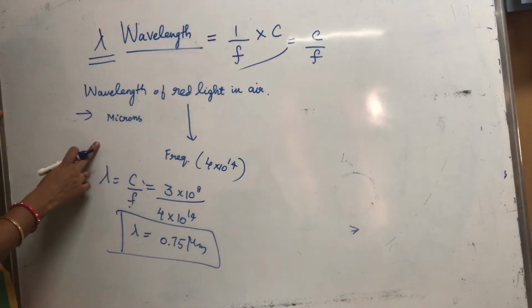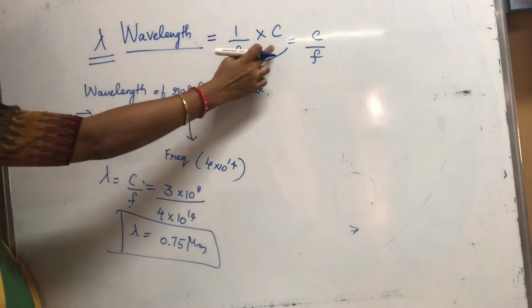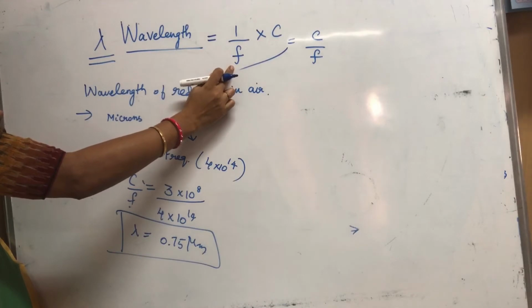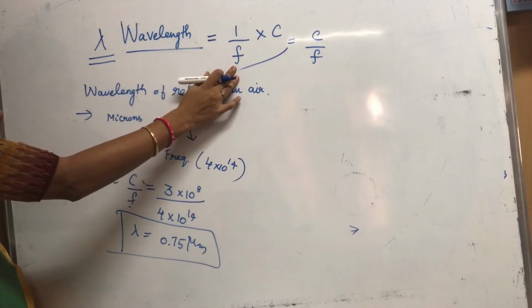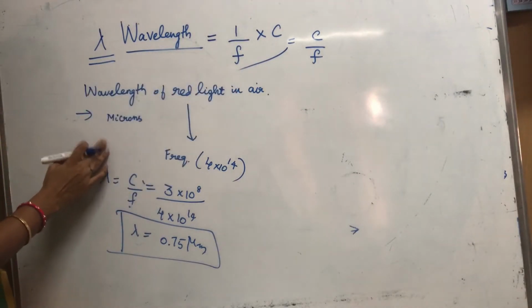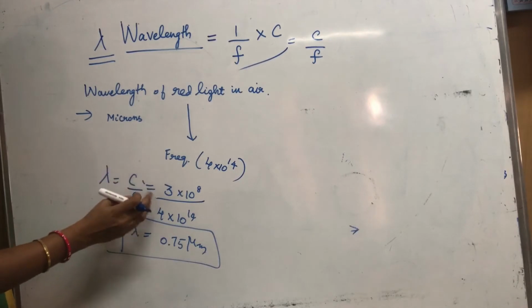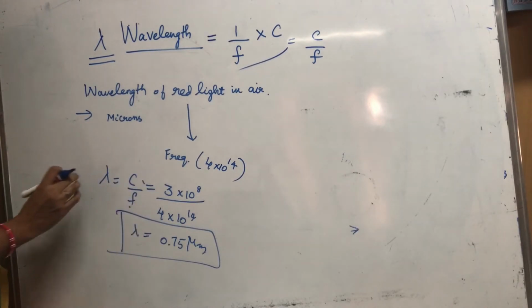So wavelength is the product of the speed and the period. Here the period is represented in terms of frequency, so it is 1 by f. We can easily find the wavelength of any signal from the speed and the frequency. By using this formula, you can easily find the value of the wavelength.